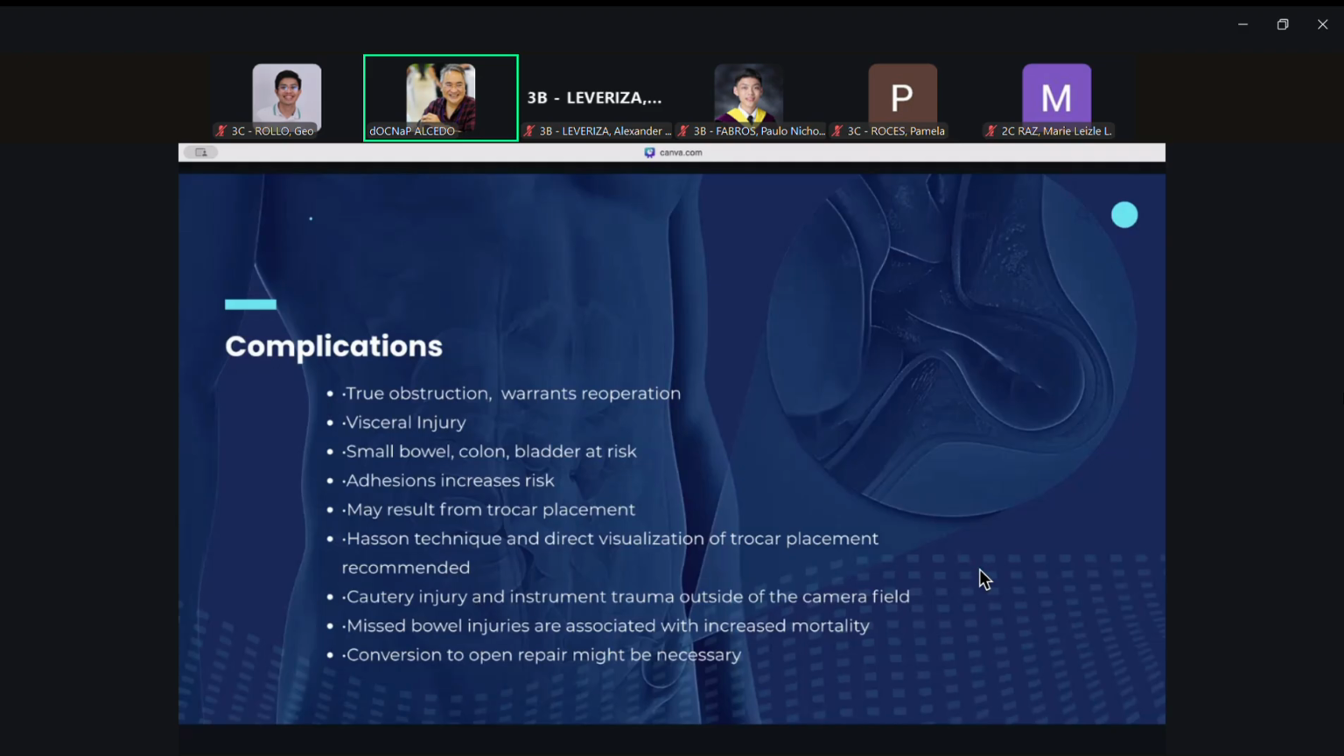Because when a patient develops true obstruction post-op from a hernia repair, then it might need reoperation. Of course, there's room for observation initially, because if this is from early post-op adhesions, it's just soft adhesions. It might improve with time. But if it is acute onset with very rapid progression, then maybe something happened inside and it might warrant an emergency surgery.